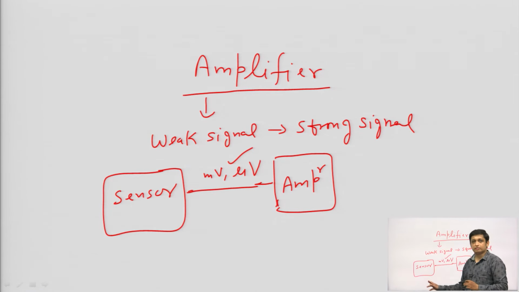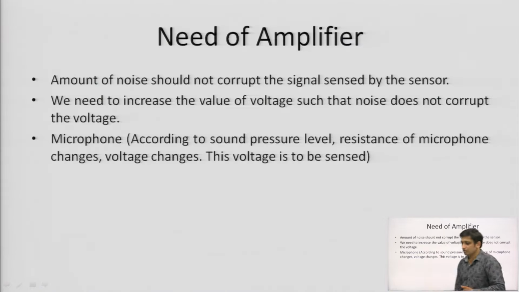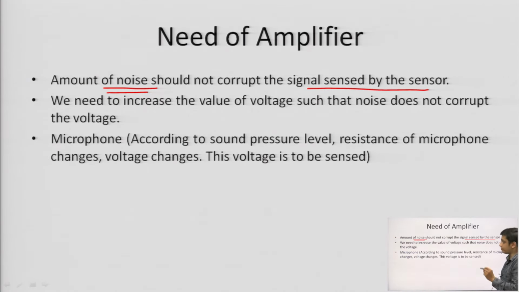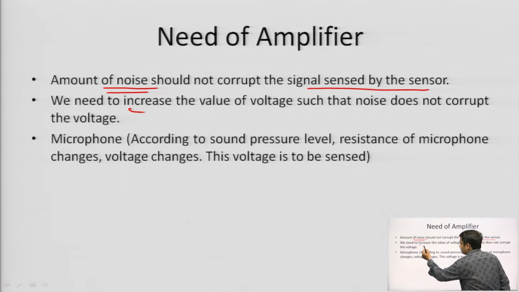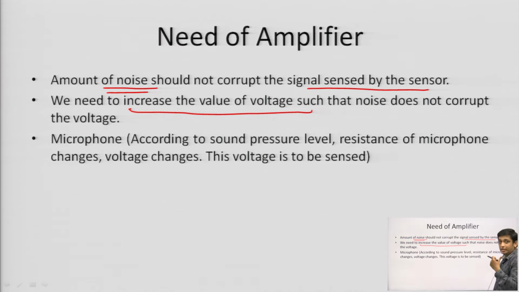And if there is a sensor, of course, in that case we need an amplifier along with the sensor, because the signal generated by the sensor is very small in strength and can be easily corrupted by noise. So, I am discussing this point, the need of an amplifier. As I have discussed, the noise generated in the circuit should not corrupt your signal sensed by the sensor, that is very important. So, we need to increase the value of the voltage such that the noise should not corrupt your information, fine.